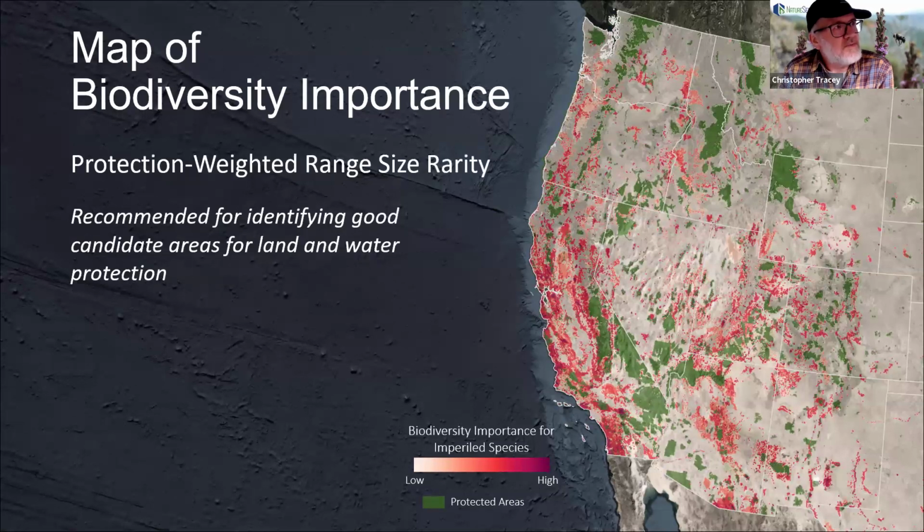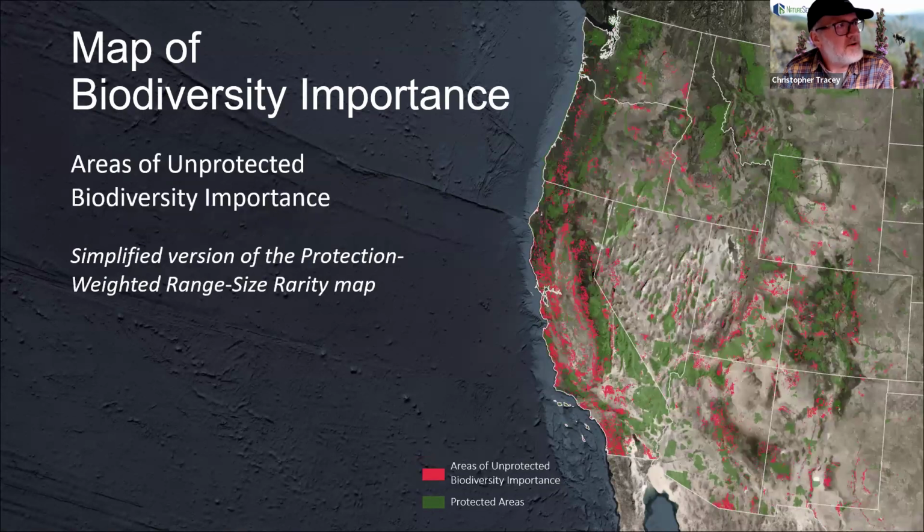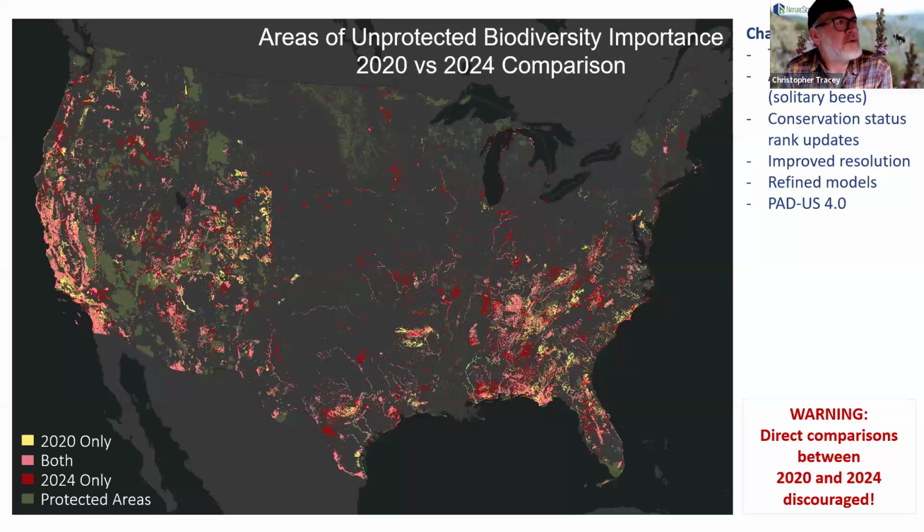We also include one called protection weighted range size rarity. This is a modification of range size rarity that's weighted by the amount of each species' range that is currently protected, listed as GAP 1 or GAP 2 in PAD US. Next slide. Thanks. And then we also have the areas of unprotected biodiversity importance. This is really just a simplified version of the protection weighted range size rarity map, which is the top tier of the areas that are most in need of protection across the US, represented in red, and you can see the areas that are protected in green. They could be great targets for land protection efforts.